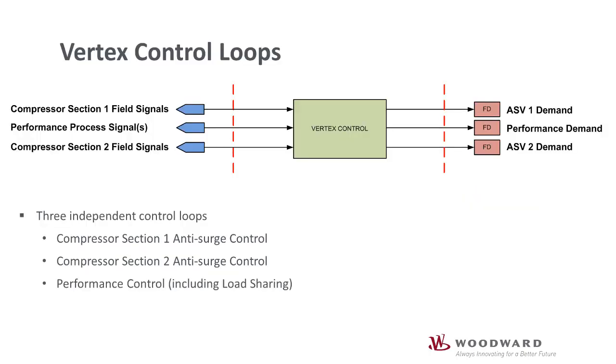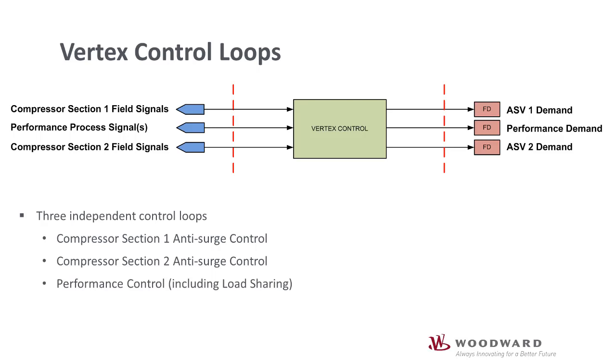The Vertex controller consists of 3 control loops. In general, these control loops operate independently of each other. There is the compressor section 1 anti-surge control, the compressor section 2 anti-surge control, and the performance process controller, which also includes load sharing functionality if required by the application. The anti-surge loops will keep the compressor sections away from surge while also maintaining optimal process conditions. And the performance controller provides a PID for really any process that's affected by compressor flow.